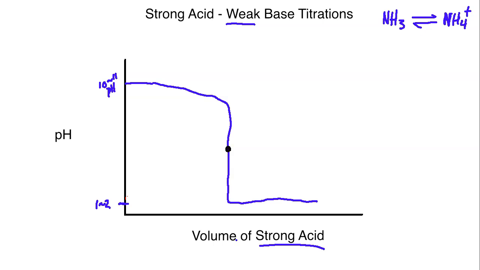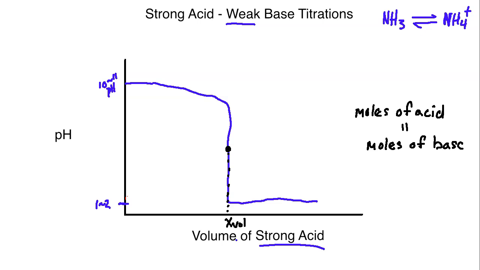Now, because we're dealing with a weak system here, you can trace down and say at a given volume, we'll call that volume X, X is going to be the volume at which the equivalence occurs. And for an equivalence point, you have to have equal moles of acid to base. So moles of acid is going to equal the moles of base, and that would be at X volume.